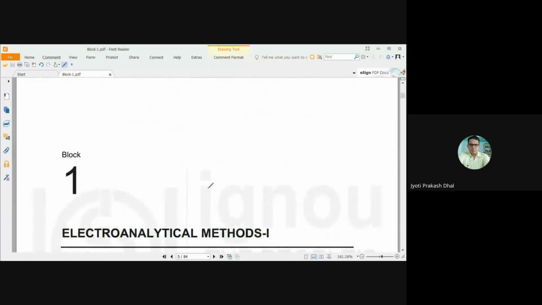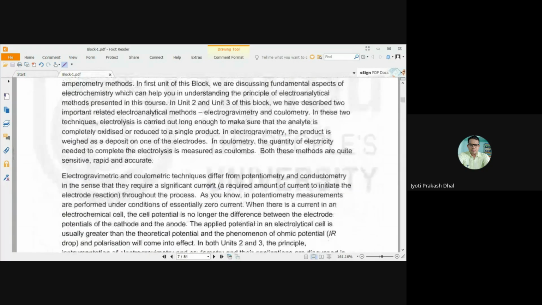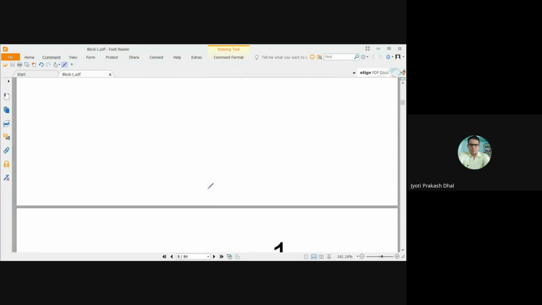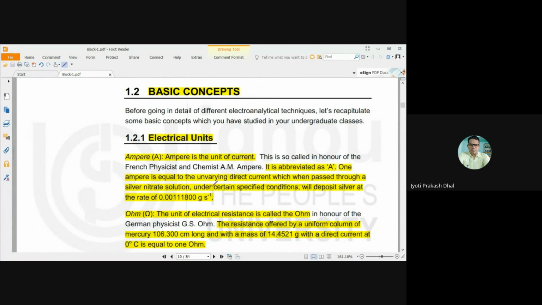Some fundamentals of electrochemistry. Here we will start from the basic concept. First we will discuss the electrical units.